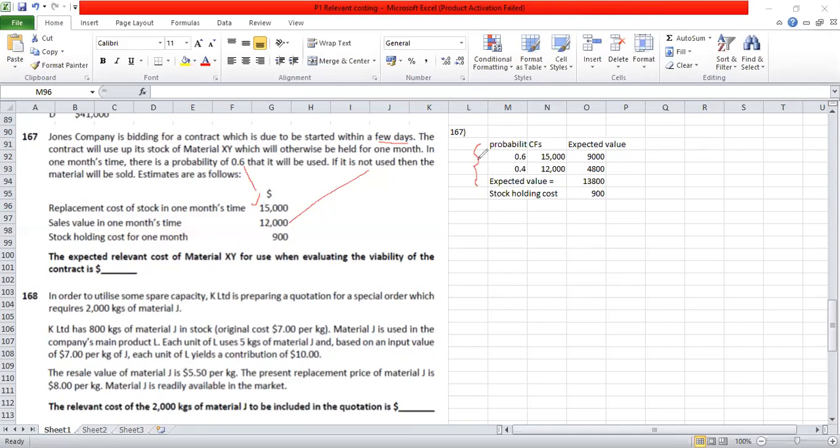There are two different options where revenues can be generated, so the cash flows can be generated. We have taken both of them into consideration. On an average, the expected value stands at 13,800. But what about the cost which is incurred, the cost to keep this material for the coming few days? Next month they have to pay the storage cost. That storage cost is 900. If that is deducted, then we see the expected relevant cost of material.